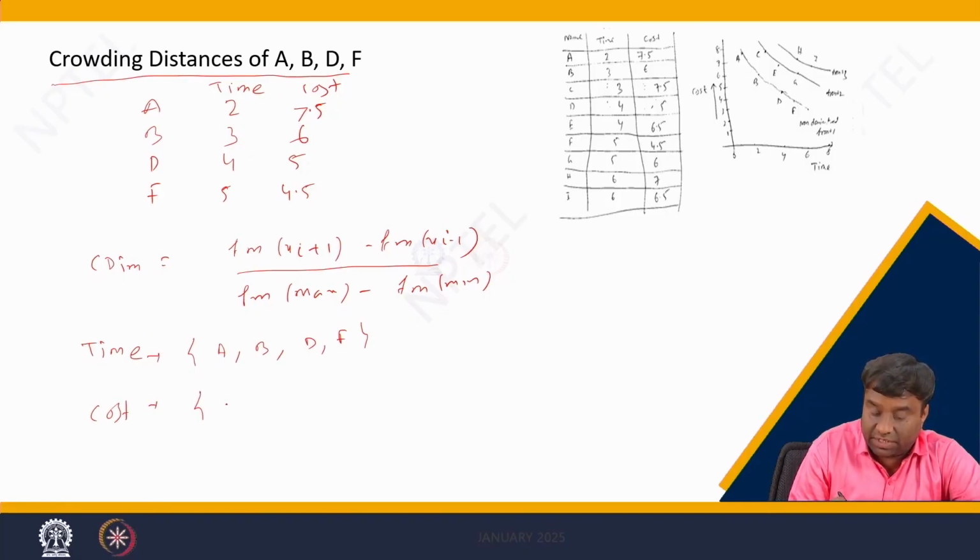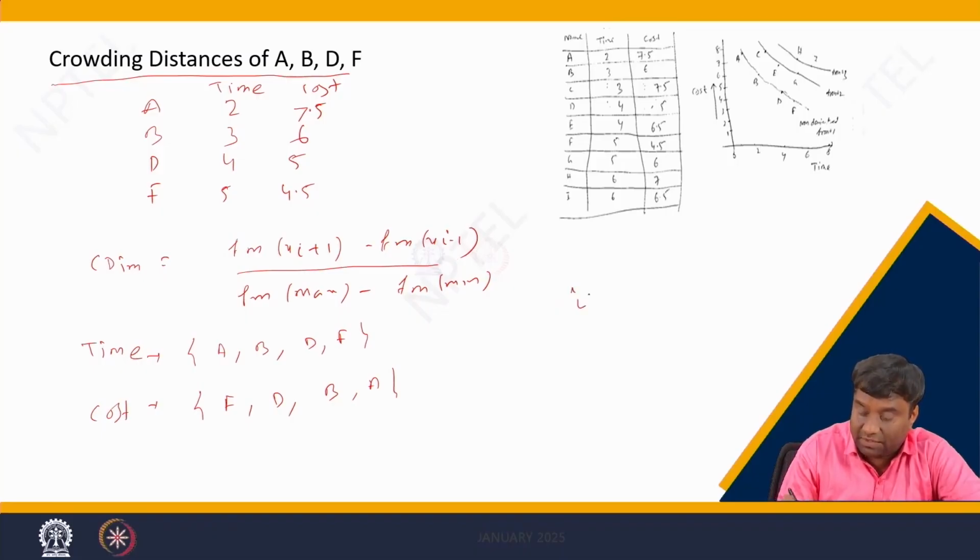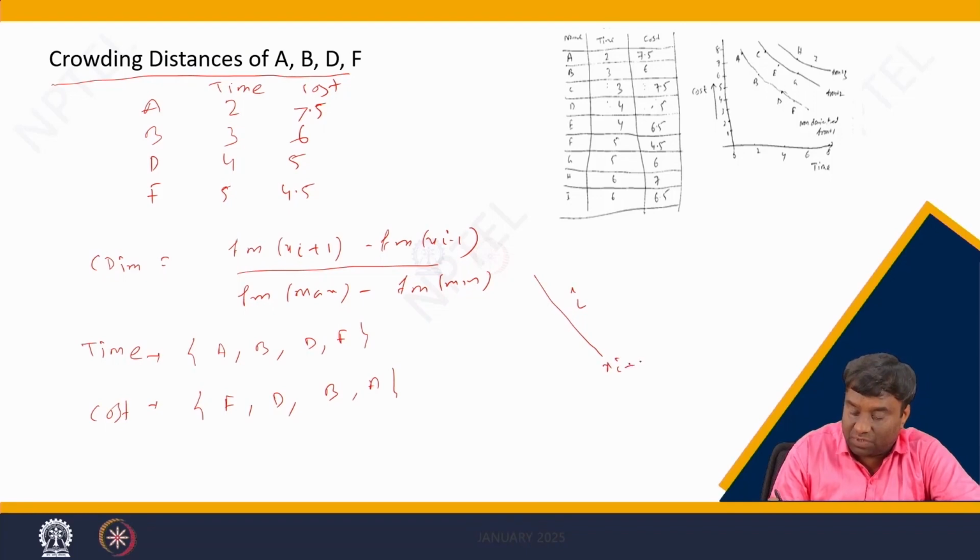So the first point is F, then D, then B, then A. So, ascending order. Now, those that are in the boundary, A and F. Here is the formula with index i. Above that you will get x i plus 1, and here you get x i minus 1.